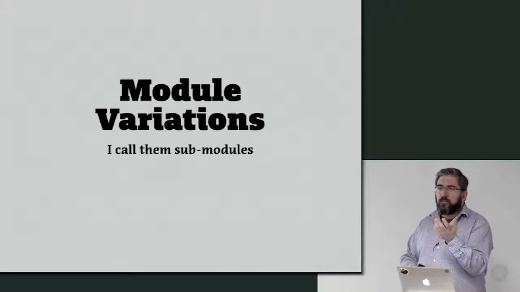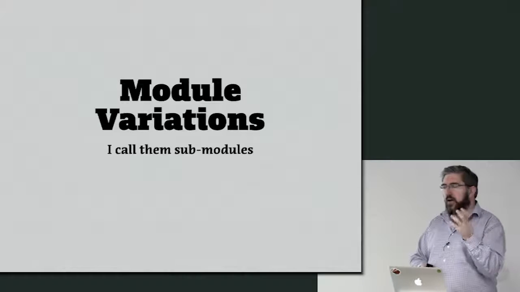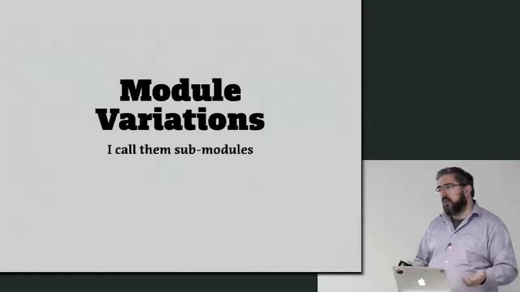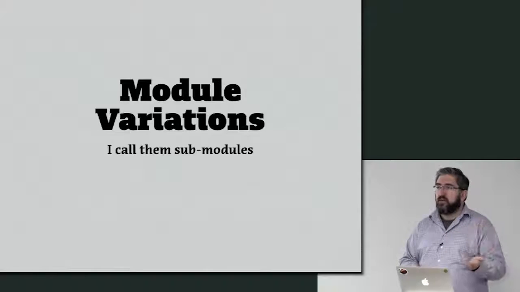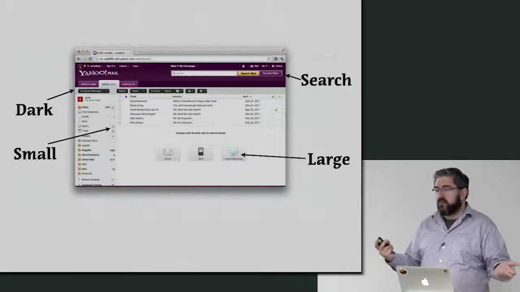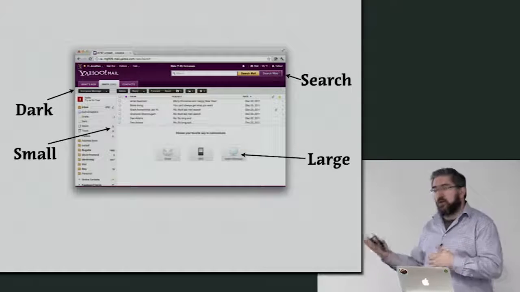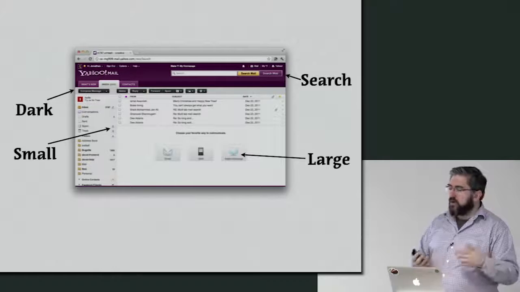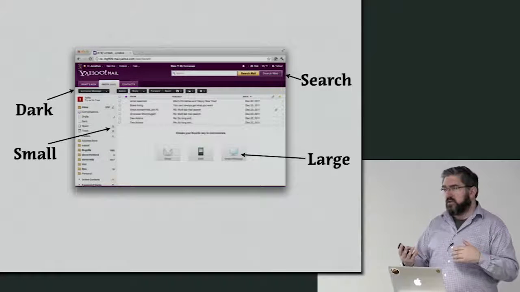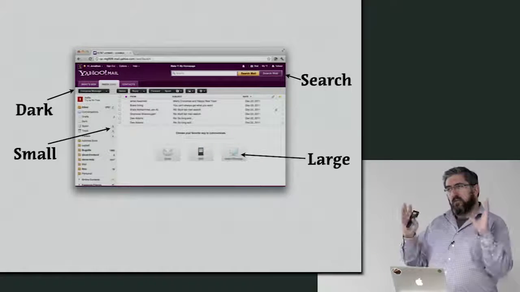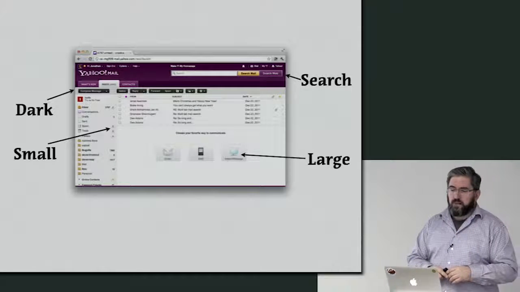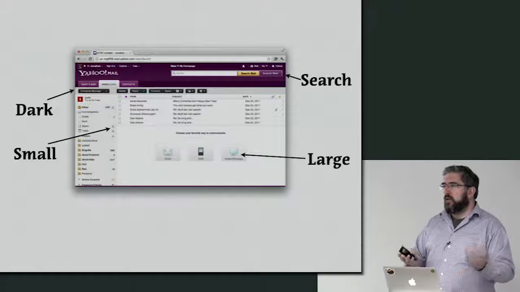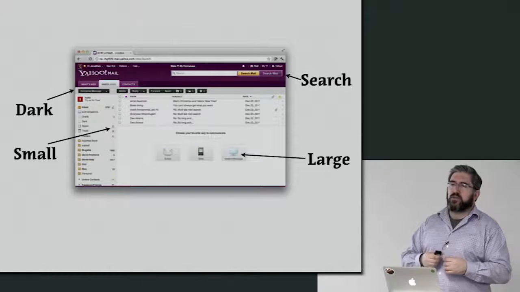Now, a module may have variations on it. In the book, I call them submodules. So you have this thing that might need to appear in a slightly different way. For example, buttons. With Yahoo Mail, we had a lot of buttons. We had small buttons, large buttons, dark buttons, search buttons, default buttons that appeared in a modal dialog and let you know what the default action was. We had a lot of different buttons. But a lot of them were based on very similar styles.